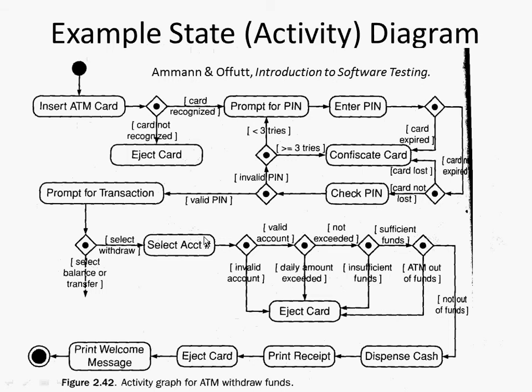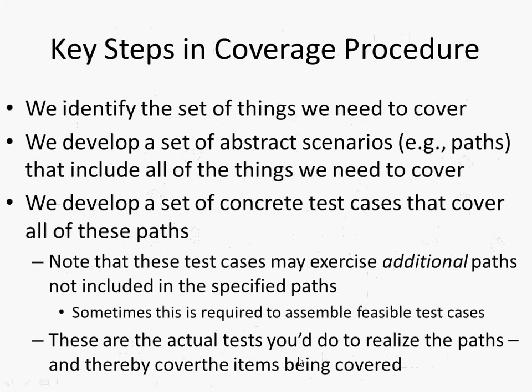Similarly with this, there might be at least one case where it's confiscated the card, at least one case where it's ejected the card, at least one where we're asked to select the account number, at least one where it prints the receipt or whatever. Okay, so we identify the things we want to cover, and that sometimes means drawing those diagrams. Then we develop a set of abstract scenarios, like paths, that include all the things we want to cover.